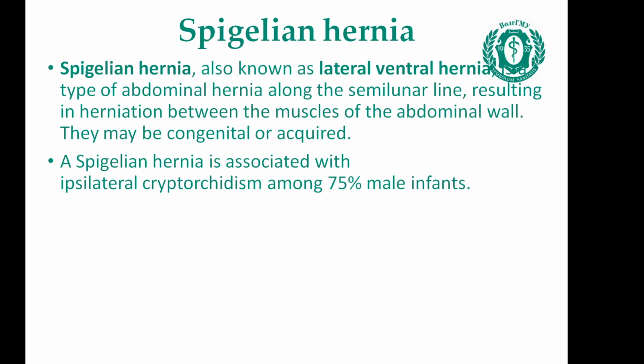Spigelian hernia, also known as lateral ventral hernia, is a type of abdominal hernia along the semilunar line, resulting in herniation between the muscles of the abdominal wall. They may be congenital or acquired. A Spigelian hernia is associated with ipsilateral cryptorchidism in 75% of male infants.